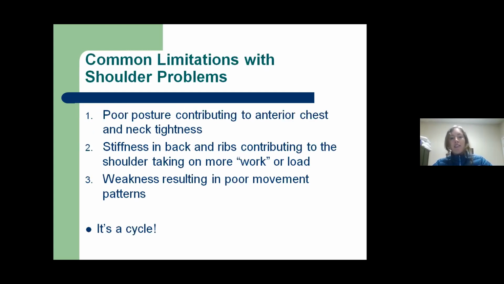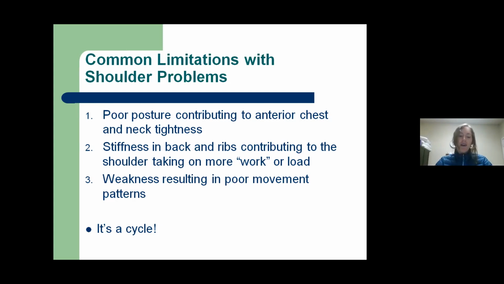So some common things that we do find in these evaluations are poor posture, which contributes to that anterior chest and neck tightness, stiffness or hypomobility in your back and ribs, which are contributing to your shoulder having to work harder, which is going to cause you more pain and dysfunction in the end. The last one is weakness, and that's just going to result in poor movement patterns. And really, it's a cycle.